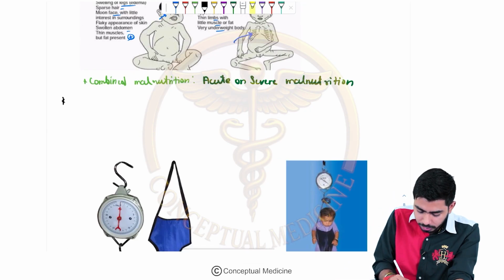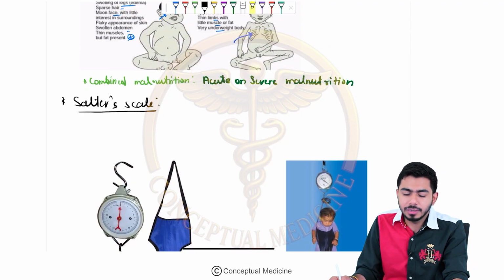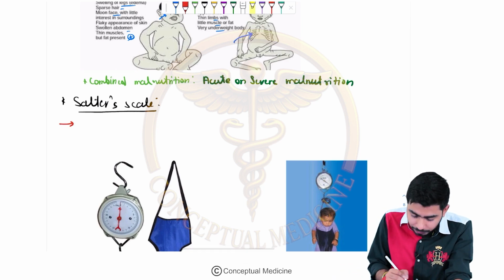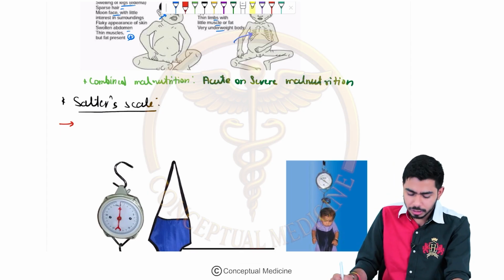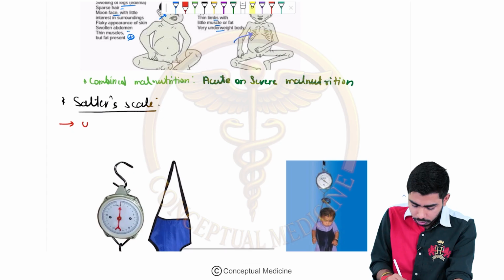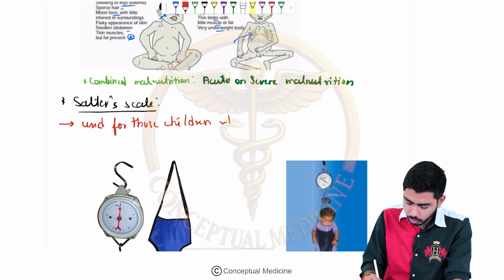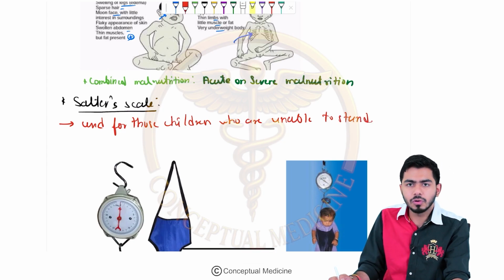So now we shall be talking about an important scale, that is the Salter's scale, right? In the Salter's scale, this is showing the weight. This is used for those children who are not able to stand on themselves, unable to stand on themselves. We are using it for those, right?